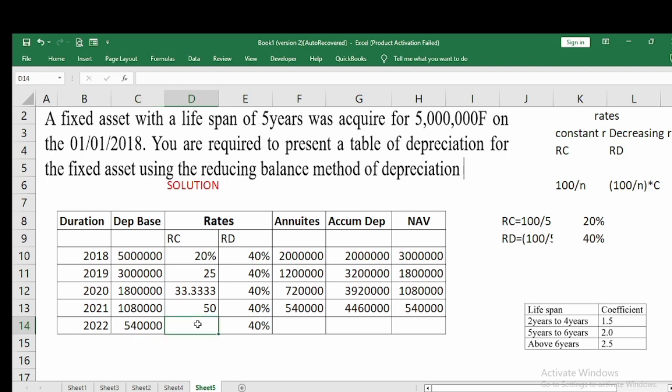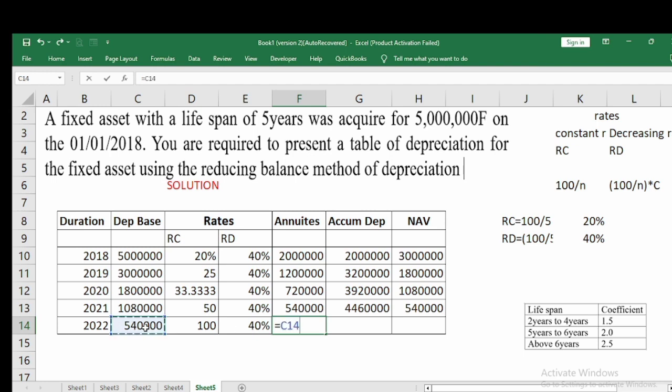So the rate here will be what? 100 divided by 1, which will be 100%. Saying here is divided by 5, divided by 4, divided by 3, divided by 2, divided by 1. Awesome. So between 100% and 40%, which one is higher? 100%, right?